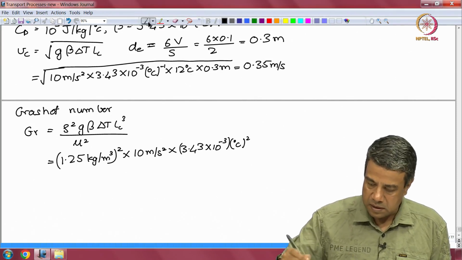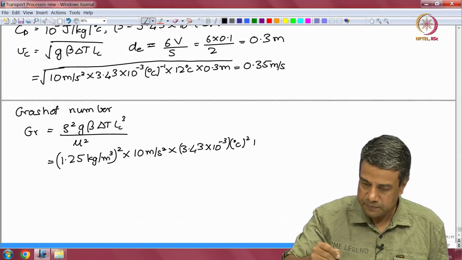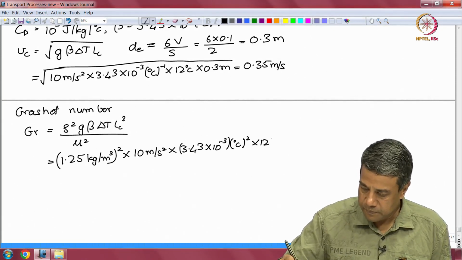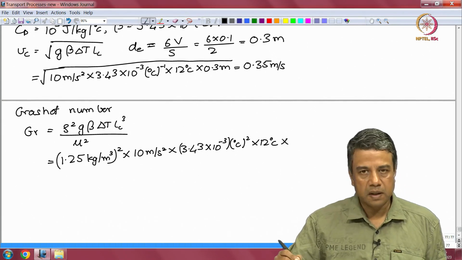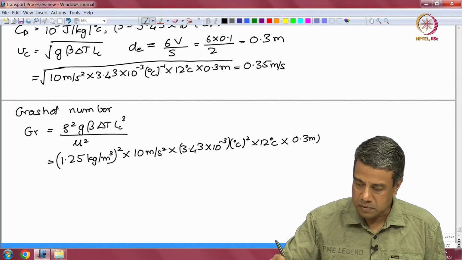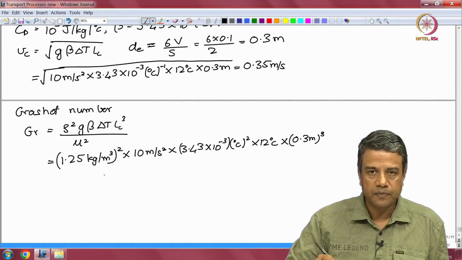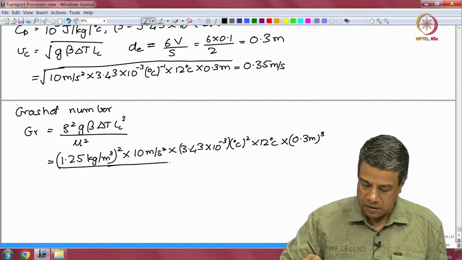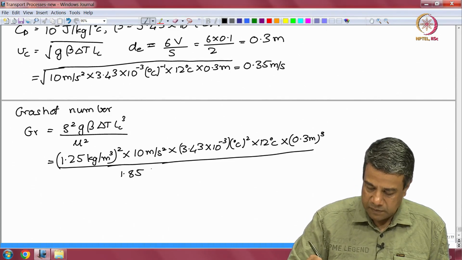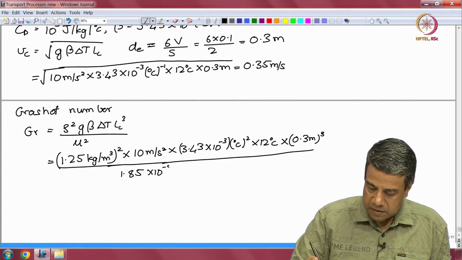Into delta T, which is 12 degrees centigrade, into L cubed, that is 0.3 meters, the whole cubed. The whole thing is divided by the viscosity squared, 1.85 into 10 power minus 5.